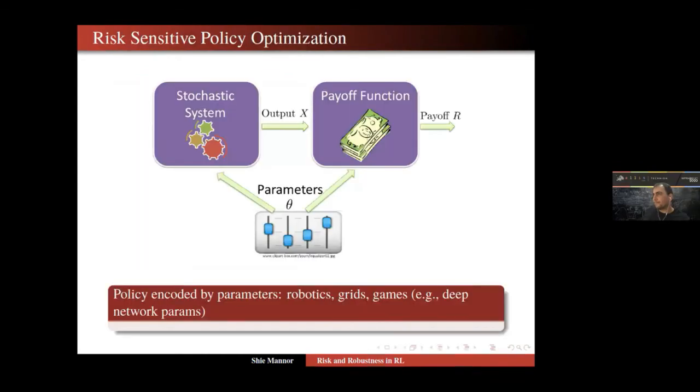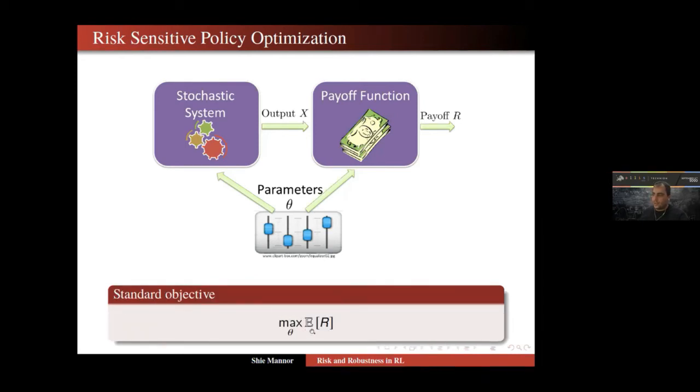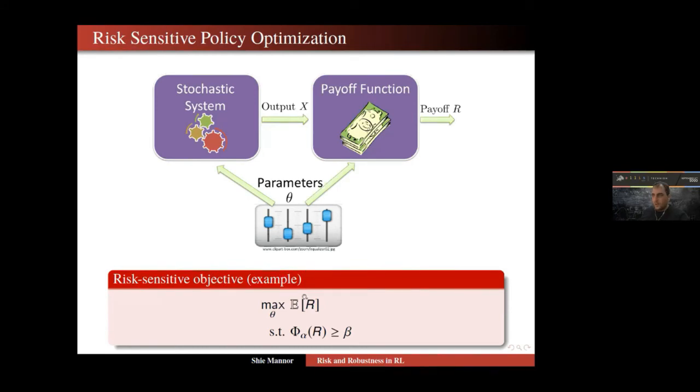It's a reasonable number. What people often do in RL is encode the policy by parameters, for example deep network parameters, and those parameters define the control policy. The control policy affects the stochastic system and the payoff function. In the standard objective, you maximize over the policy parameters the expected return. In the risk objective, you just replace the expectation with some risk measure, for example the conditional value at risk. So the framework is exactly the same. Or maybe something a little more interesting, like you want to maximize the expectation, but you want your conditional value at risk to be more than something, or different combinations of that.